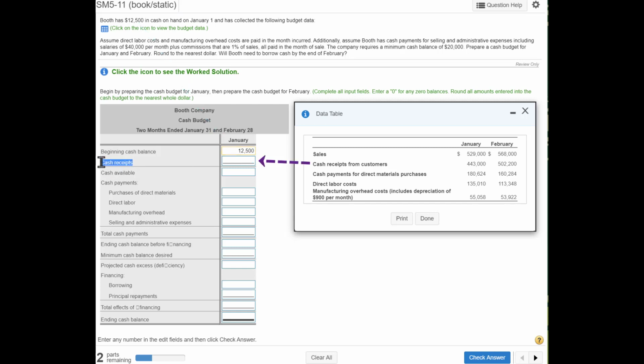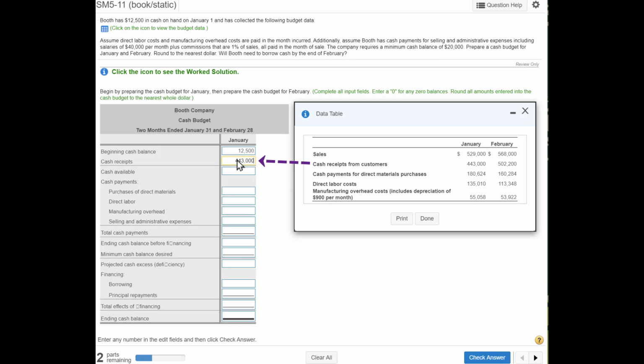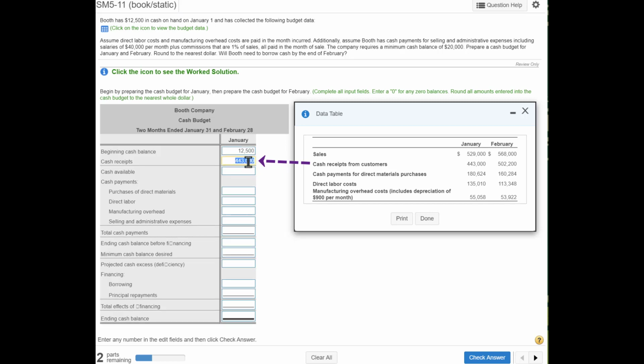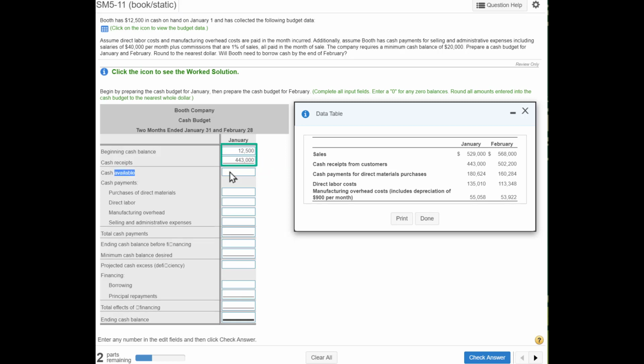Next, we need cash receipts. That's already calculated for us. So our cash receipts, $443,000. Cha-ching! If we began with $12,500 and we received $443,000 of cash from customers, the cash available is adding those two, $455,500. Now we've got cash payments. Cash payments for direct materials, we've got that calculated here, $180,624.